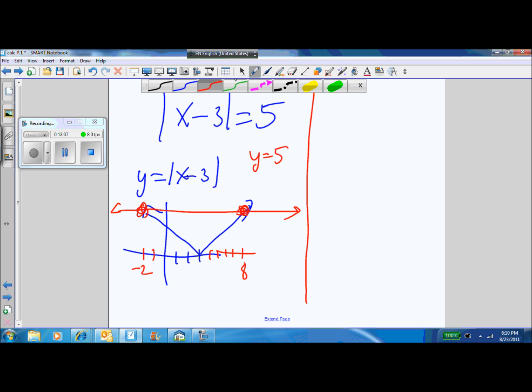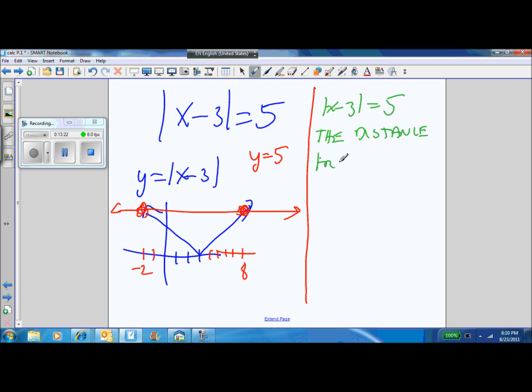Another thought process on this is to think of this in terms of the distance formula. Absolute value of x minus 3 equals 5 can be translated into the distance from x to 3 is 5. So, you don't know where x is, but you know where 3 is. And you know x is 5 away from 3. So, 1, 2, 3, 4, 5. There's 8. And back up 5. 1, 2, 3, 4, 5. There's negative 2. See how we went 5 in each direction. And there are your two answers.